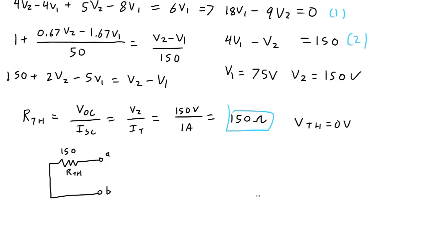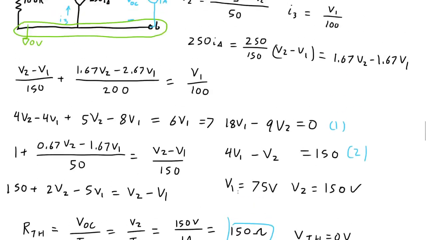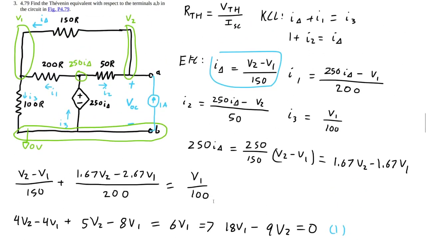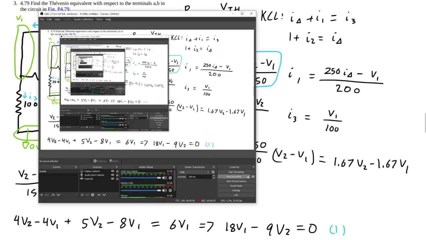You could also, if you wanted to, write in voltage source V Thevenin. Call that V Thevenin equals 0 volts. But either way works. You can just write the resistor or not. Well, there you go. That's the first time we had to use a test source. Not going to be the last.